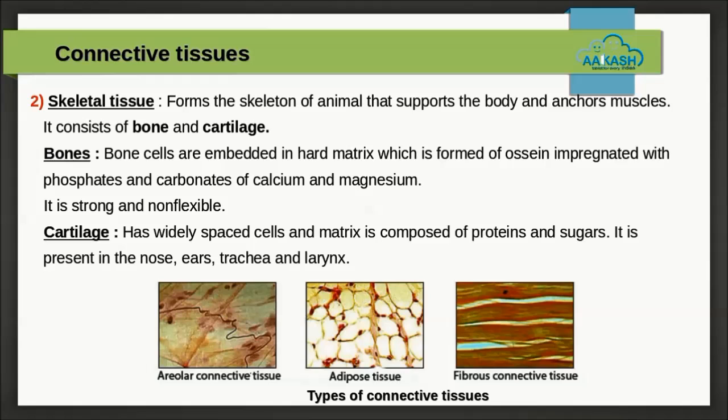Number 3. Skeletal tissue. It forms the skeleton of the animal that supports the body and anchors muscles. It consists of bones and cartilage. Bones. Bone cells are embedded in a hard matrix which is formed of osseous impregnated with phosphates and carbonates of calcium and magnesium. It is strong and non-flexible. Cartilage. It has widely spaced cells and the matrix is composed of proteins and sugars. It is present in the nose, ear, trachea and larynx. The given diagram shows the representation of different types of connective tissue.